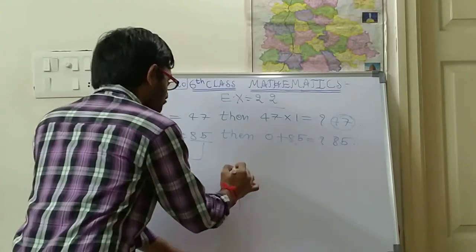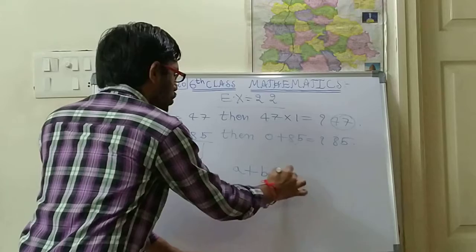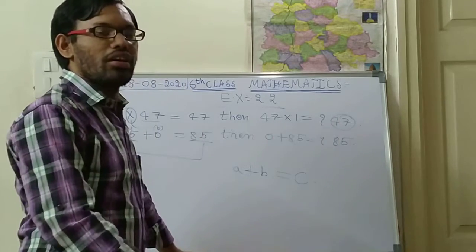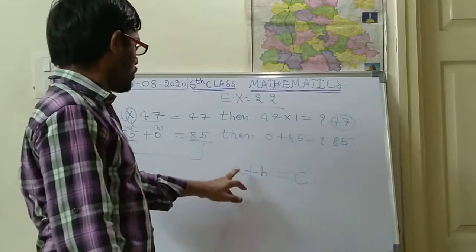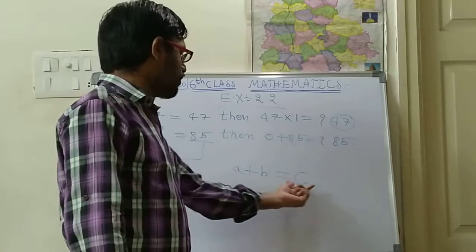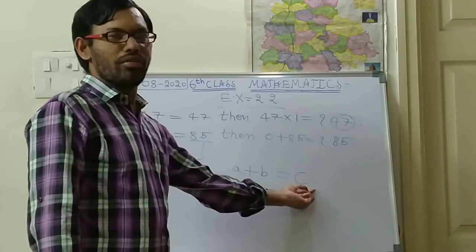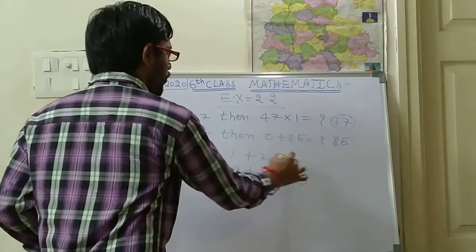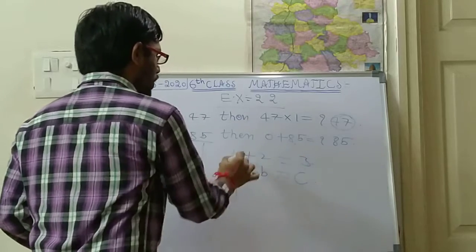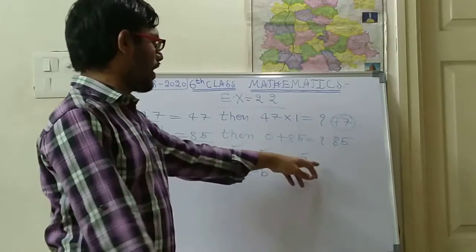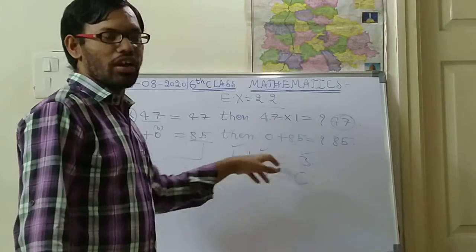Closure property means if you add any two whole numbers, you should get another whole number. A is one whole number, B is another whole number. If you add these two, a whole number will come. Suppose I take 1 plus 2. 1 plus 2 is 3. So 1, 2 and 3 are all whole numbers.